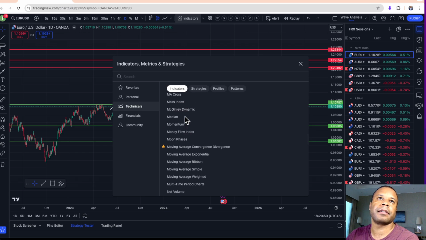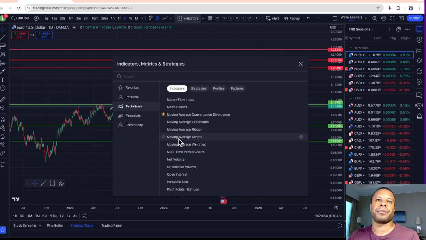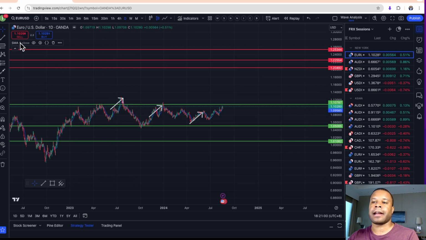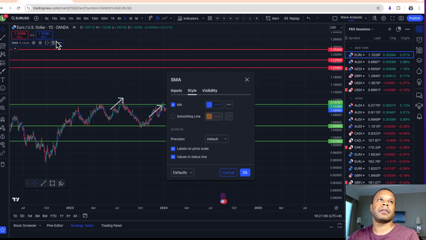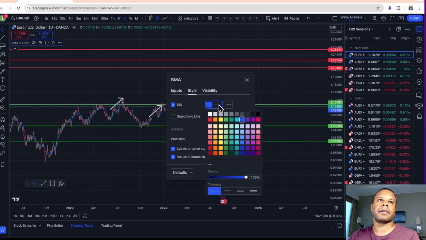So I'm going to come down here and, okay, here we go. Simple moving average, simple, right? And I'm going to add this to my chart. You can see how it has been added right here on the top. And I'm going to change this color so you guys can see it clearly. I'm going to make this color bright yellow.